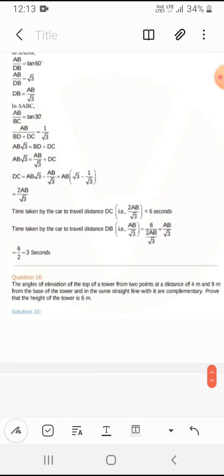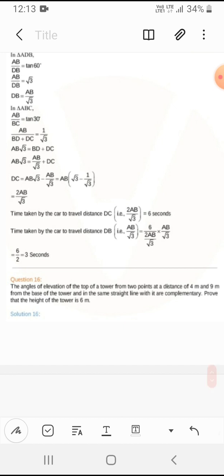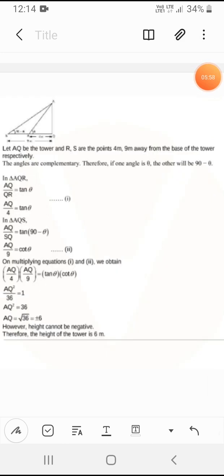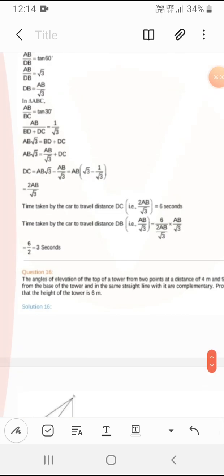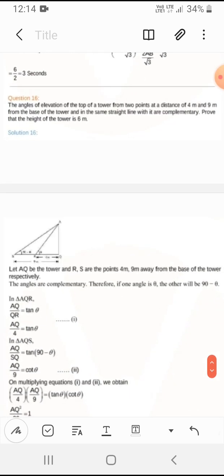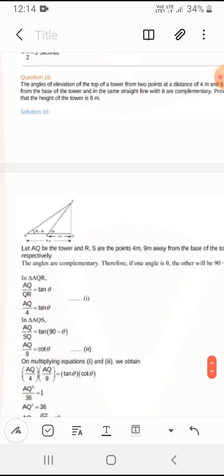So the last question is: the angle of elevation of the top of the tower from two points is 4 meter and 9 meter from the base of the tower, and we have to prove that the height of the tower is 6 meter. So we have to draw it like this. They have given the information that it is 4 meter and 9 meter. Here the whole distance is 9 meter, and this one is 4 meter they have given.